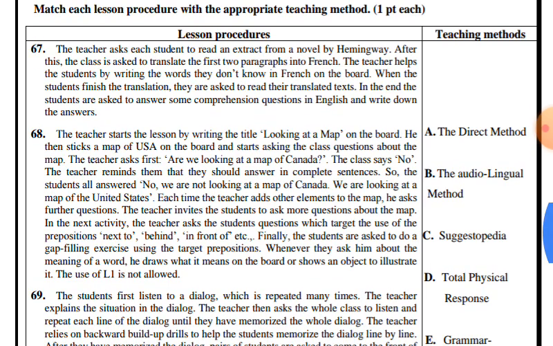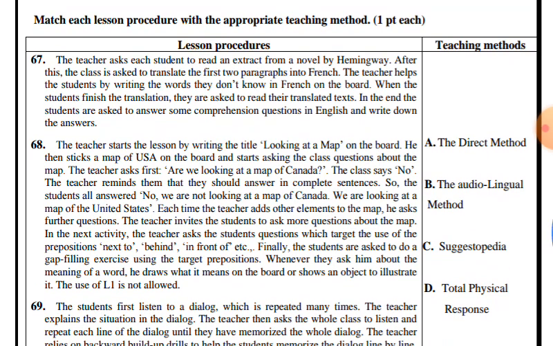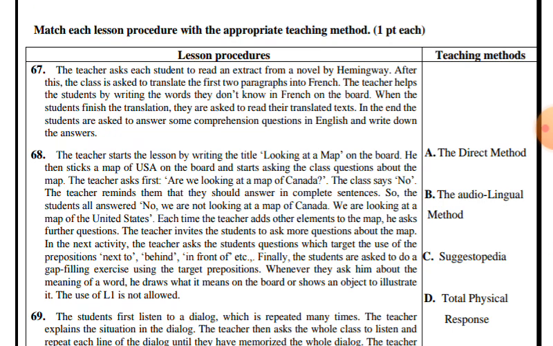68. The right answer is A: direct method. Here I can't read all these things because the lesson would be too long for you. I will just give you the keywords that you need to understand. The teacher starts the lesson by writing the title, looking at a map on the board. So here, looking at a map is one of the activities of the direct method.